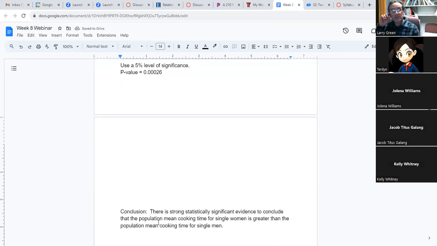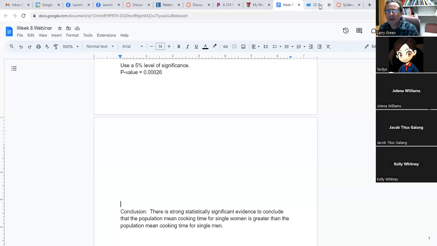So here's the conclusion. There is strong statistically significant evidence to conclude that the population mean cooking time for single women is greater than the population mean cooking time for single men. Any questions on how that conclusion was written? Any questions?